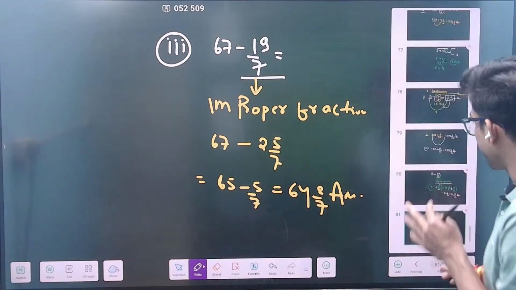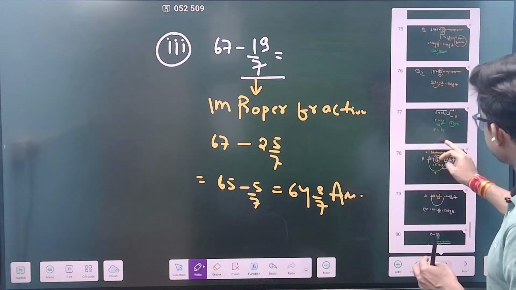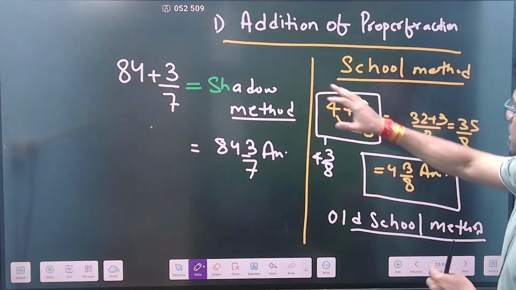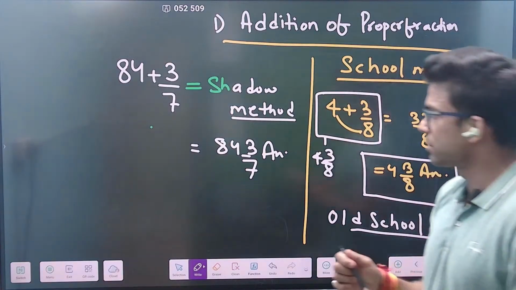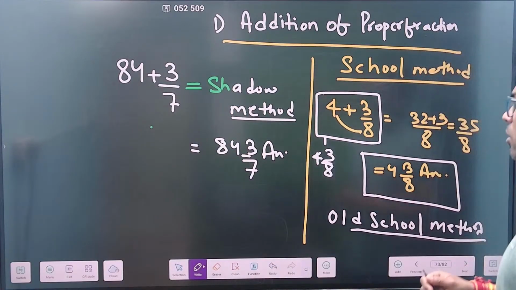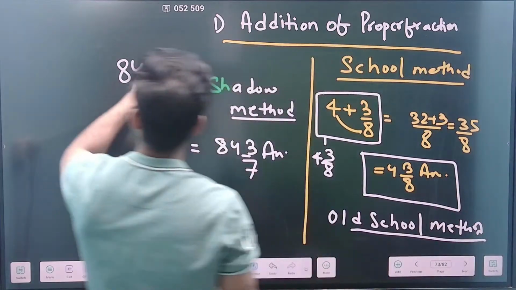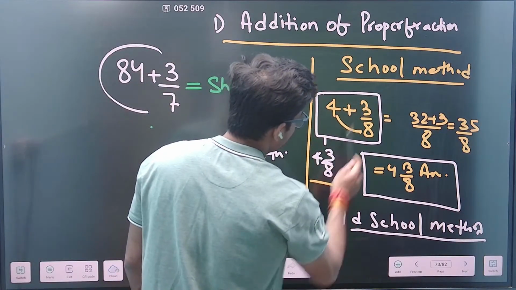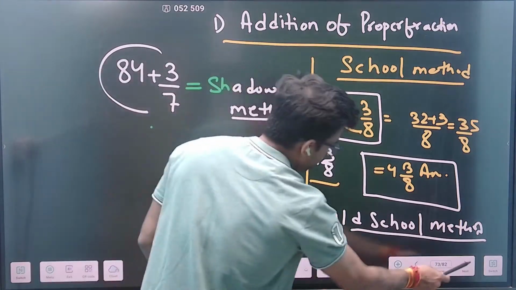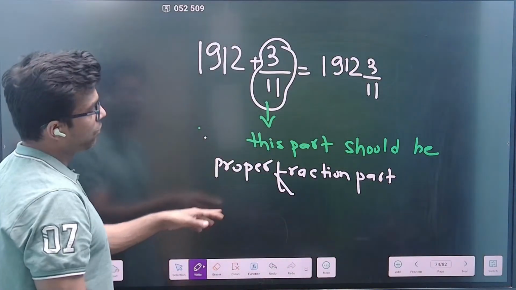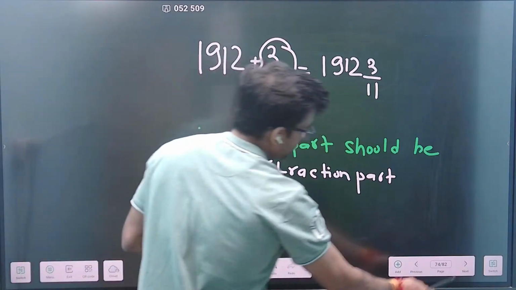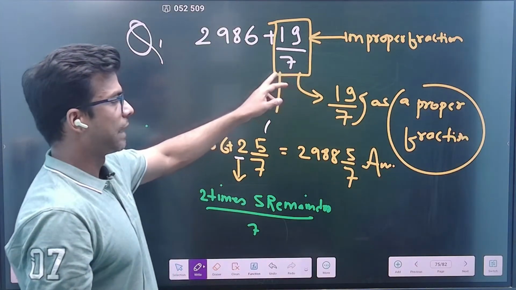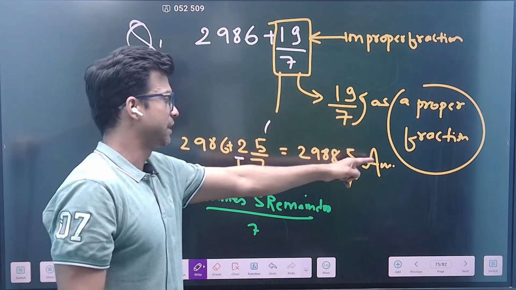Let me just revise what we did. First of all, we did the addition of proper fractions. Proper fraction means whose numerator is smaller than the denominator. And this is the simplest part to solve. Means 4 plus 3 by 8 gives me 4 3 by 8 only. Correct. But if there is an improper fraction, then I need to make that part into a proper fraction, where 19 by 7 is there. Now make 19 by 7 a proper fraction.